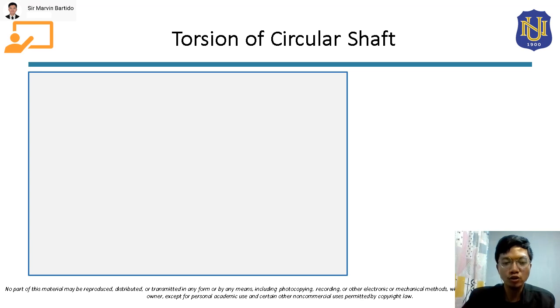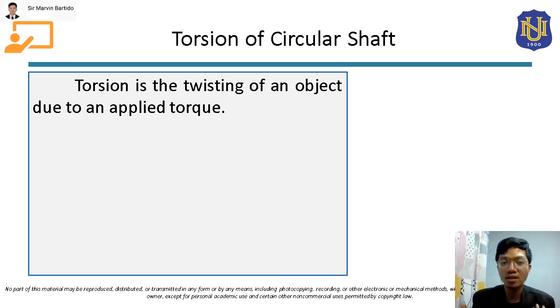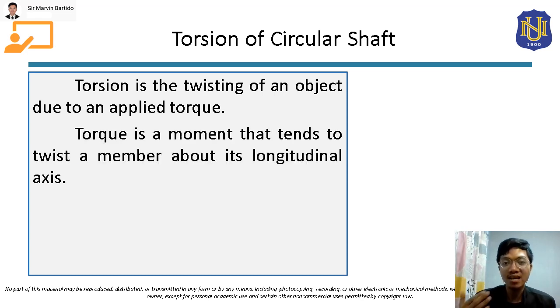Okay, so for torsion of circular shaft, let's talk about first the definition of torsion. So torsion, this is the twisting of an object due to an applied torque. Now, what is a torque? A torque, this is a moment that tends to twist a member about its longitudinal axis.